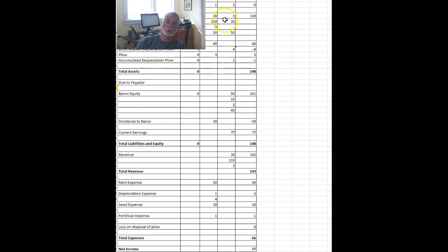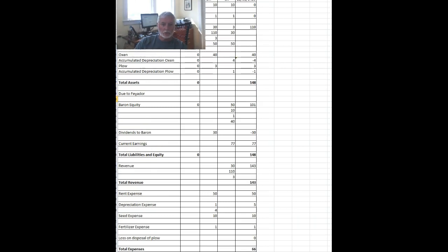So this 77, we've posted all these entries which all balance. The 77 moves up to current earnings, which is a retained earnings account. So the 77 goes from here up to there and becomes part of the balance sheet. So these are the earnings, 77, which becomes retained earnings. This is dividends, and this is the Baron's equity. So that's your balance sheet. That's your trial balance, and I have the same thing for Pierre. So you can look at Pierre's too.